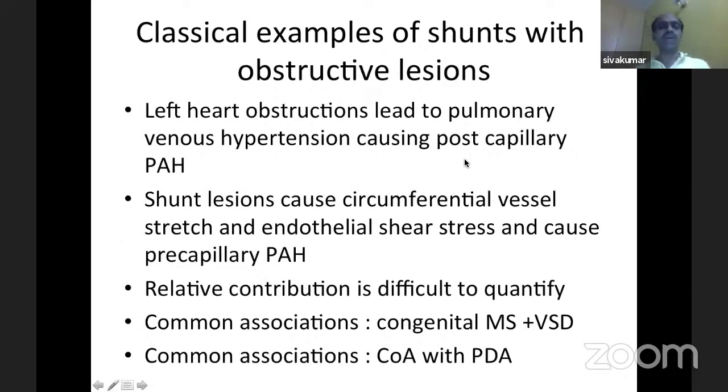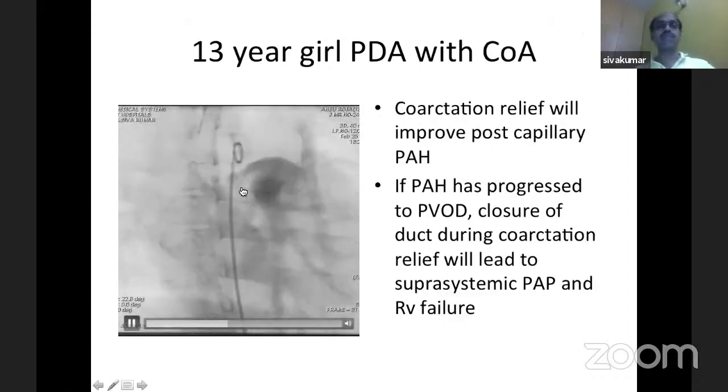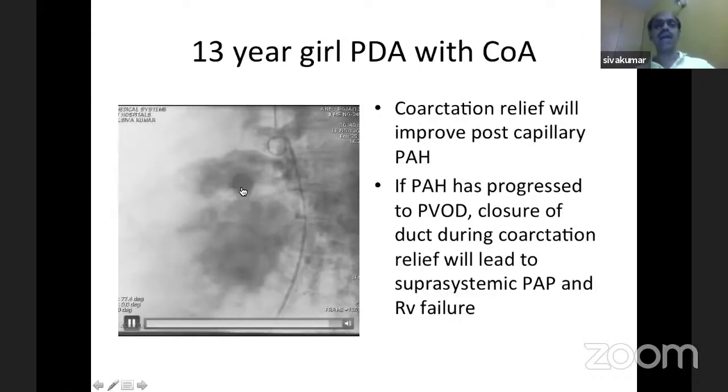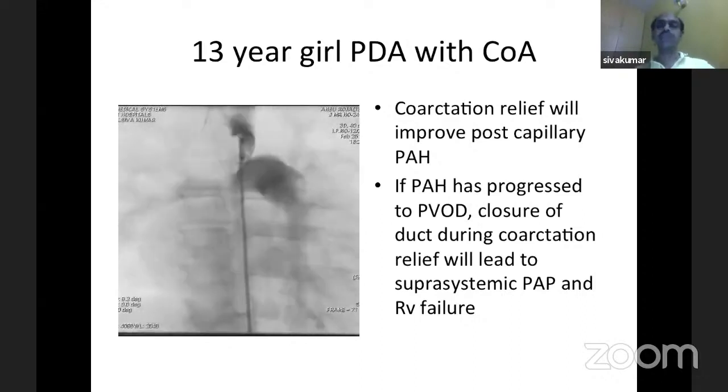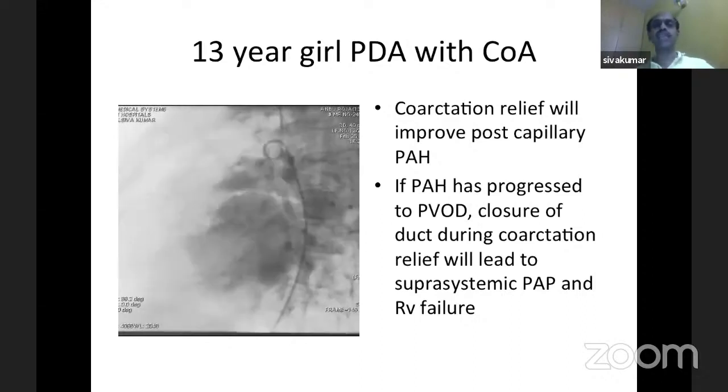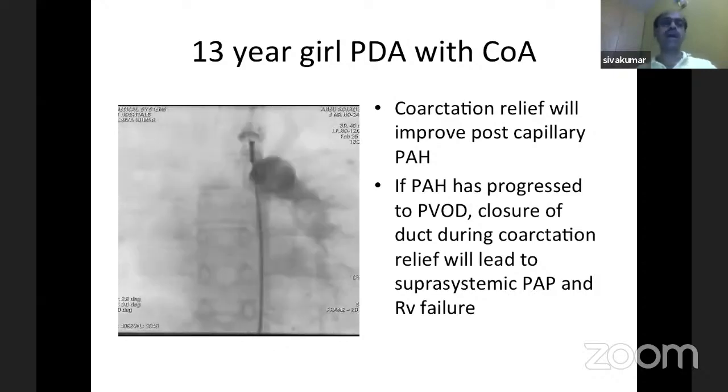Shunts with obstructive lesions are a special situation wherein combinations of mitral stenosis with VSD, or combinations of coarctation with PDA, may happen. Now, the peculiarity is that a mitral stenosis or a coarctation will produce pulmonary venous hypertension. And this pulmonary venous hypertension will induce pulmonary arteriolar vasospasm, and that will lead to right ventricular hypertension. So in such a patient, for example, this is a patient with a coarctation and a large PDA, it is very difficult to assess whether they are operable or not.